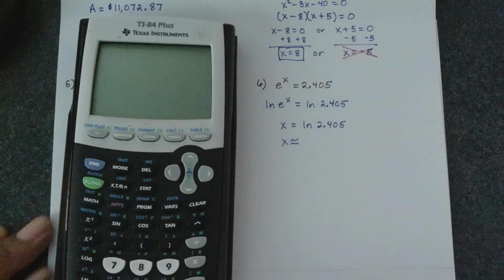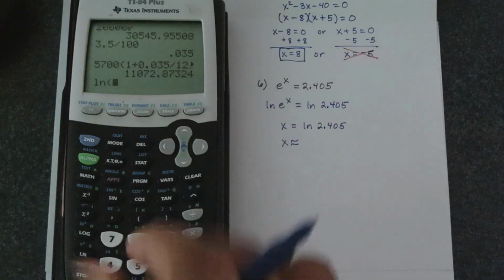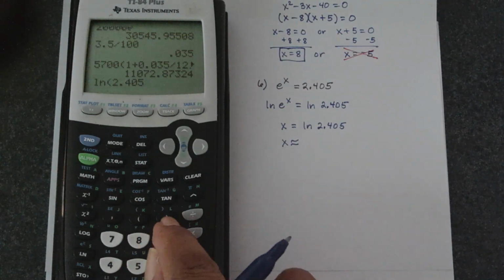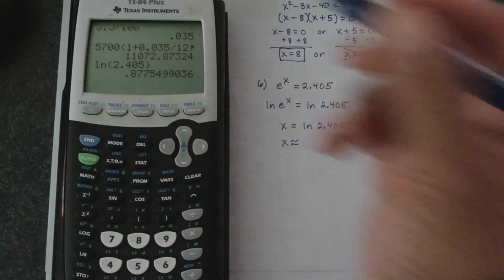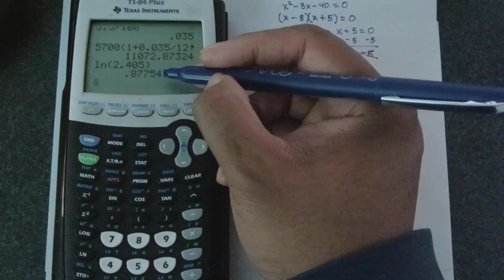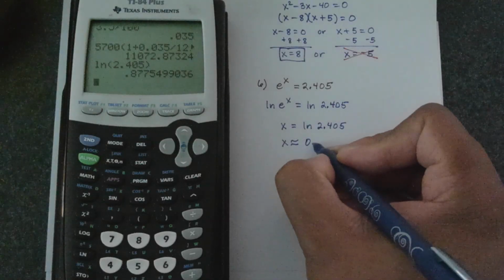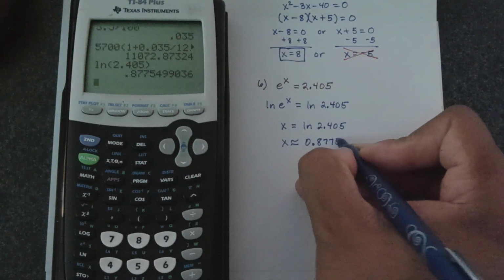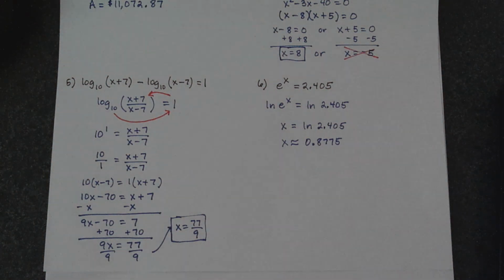And we're going to round to 4 decimal places using our calculator. So we press the ln key, and then type in 2.405, close parentheses, and then hit enter. Let's see, the 4th digit after the decimal point is a 5. To the right of that is 4. 4 is less than 5, so we leave this 5 as is. So it'll be approximately 0.8775. So that would be the approximate value of x for number 6.